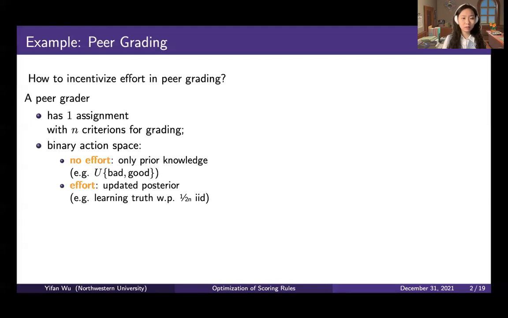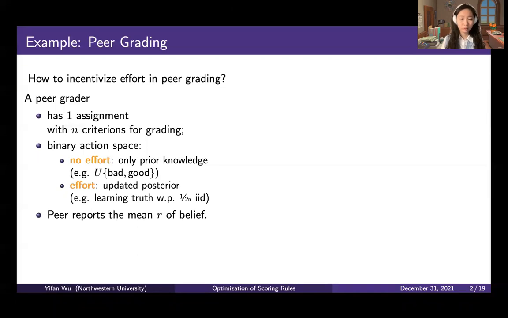The peer has a binary action space. For example, she can choose not to look at the assignment. That is, she is not exerting any effort. In this case, she only has prior knowledge about the quality of the assignment. Her belief distribution is, with probability 1/2, bad or good on each of the criteria. Otherwise, if the peer chooses to look at the assignment, that is, she is exerting effort, she will have an updated posterior belief distribution. That is, she is learning the truth with probability 1/2n IID on each of the criteria.